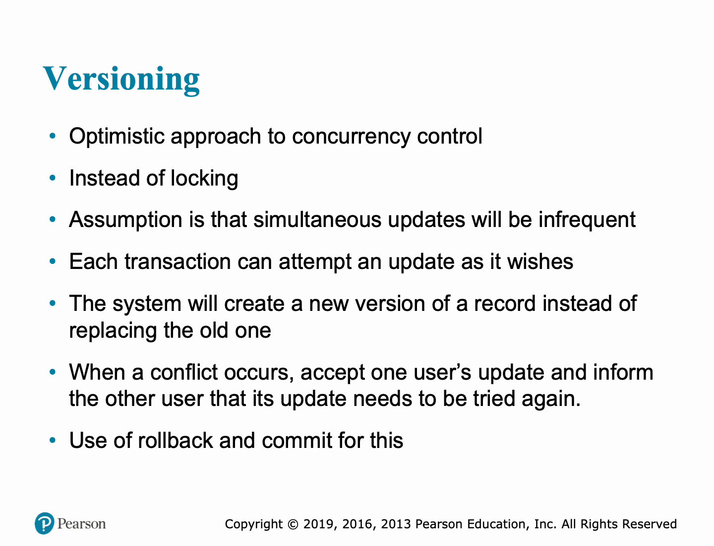Versioning is an alternative to locking. You won't have deadlock, but you may require an application to redo its transaction. The assumption here is that simultaneous updates are not going to happen that often. Versioning is considered to be optimistic concurrency control, whereas locking is pessimistic concurrency control.